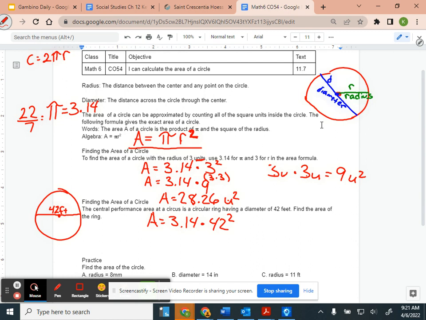What do you guys think? Landon, why are you shaking your head no? Because 42 is the diameter, not the radius. They gave us a tricky one. This is the diameter, and we want the radius. So you have to be very careful that you're using the correct number. So Will, what should we be squaring?